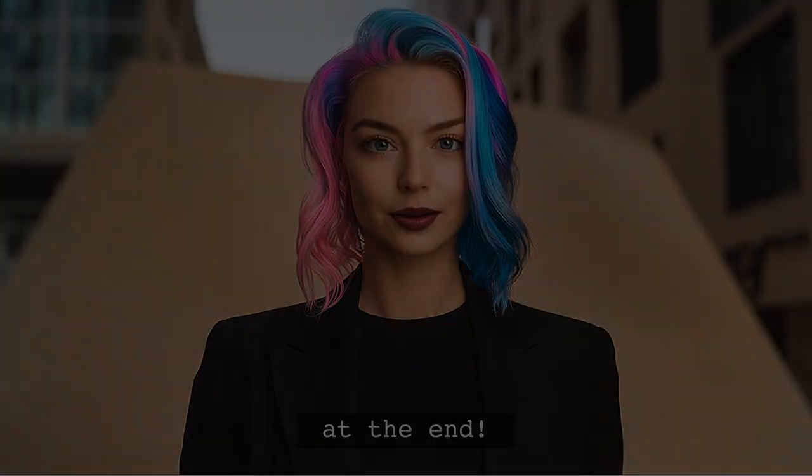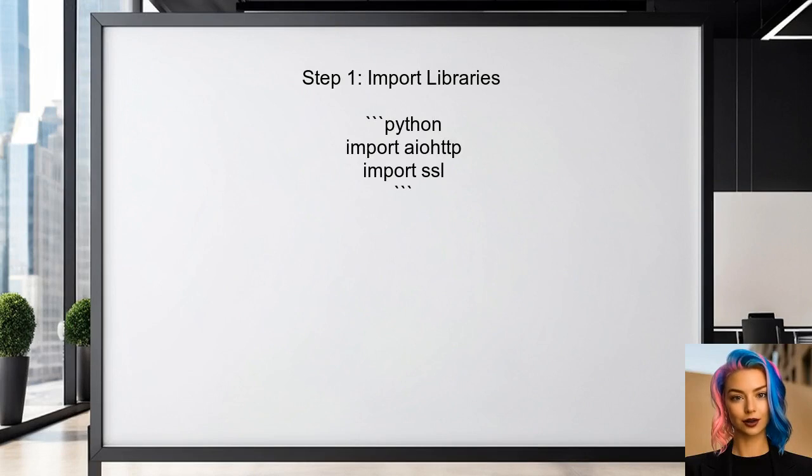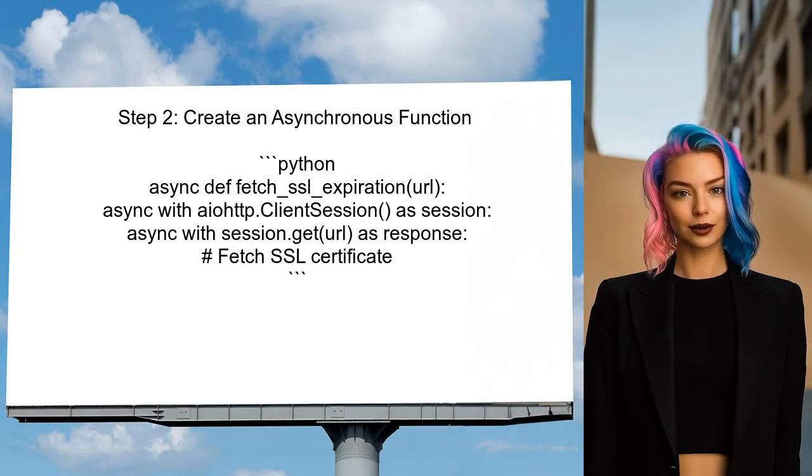To check the SSL certificate expiration date using aiohttp, the user should first import the necessary libraries. This includes aiohttp for making HTTP requests and ssl for handling SSL certificates. Next, the user needs to create an asynchronous function that will fetch the SSL certificate from a specified URL. This function will use aiohttp to make the request.